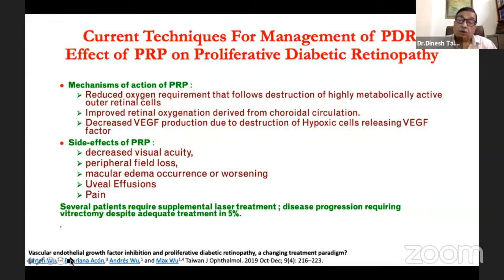Now, if it's so good, then why are we looking for alternatives? The fact is that we know PRP can cause a decrease in visual acuity because of macular edema occurring or worsening, can cause peripheral vision loss, sometimes rarely cause effusions, and it is painful. Most importantly, supplemental laser treatment could be needed again, and you could have disease progression requiring vitrectomy despite adequate treatment in around 5% of patients.